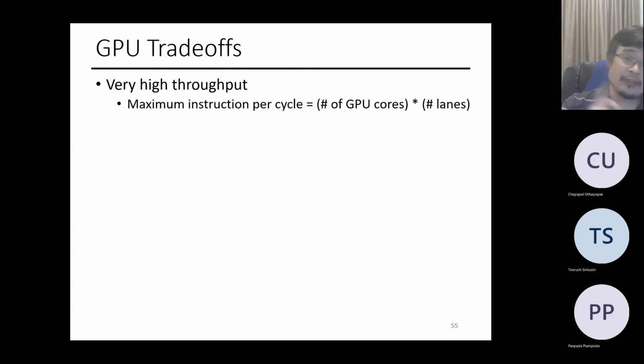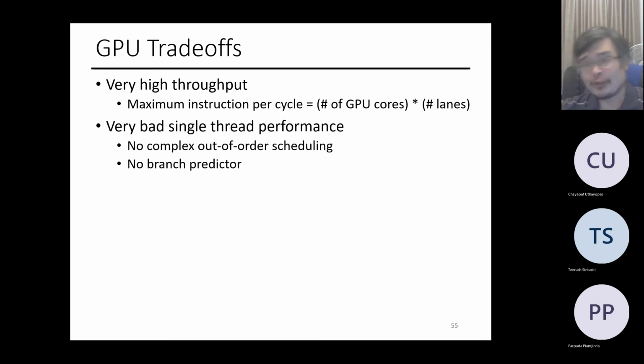So you have a really high throughput machine. The instructions per cycle is the number of lanes multiplied by the number of cores, or the number of CUDA cores. That's the maximum instructions per cycle that you can get. But if you look at single thread performance, that's horrendous. That's really, really bad. Each thread would perform really poorly, but you can run so many threads at the same time. So the total instruction throughput is really high.